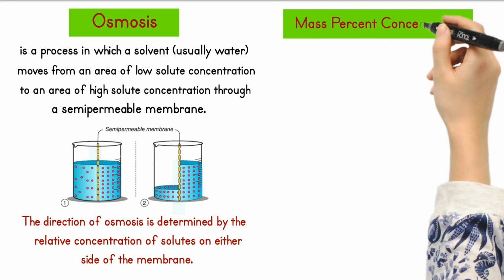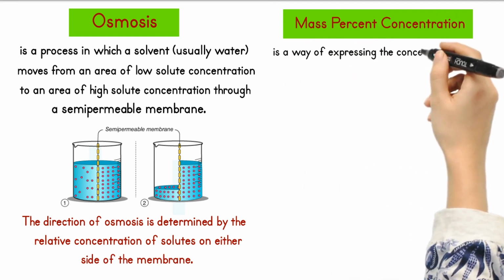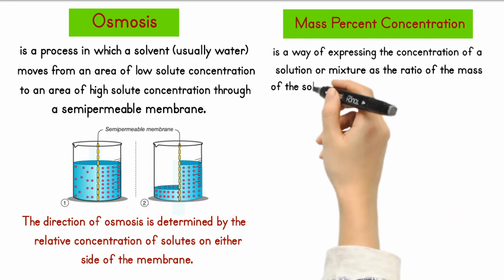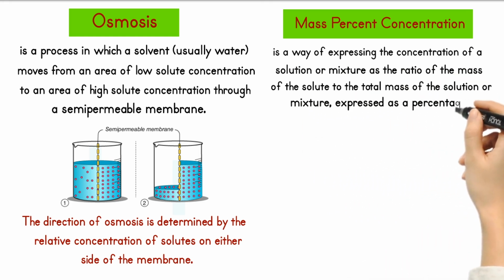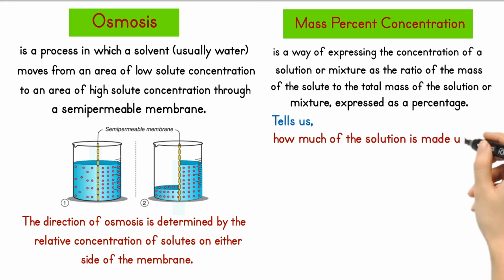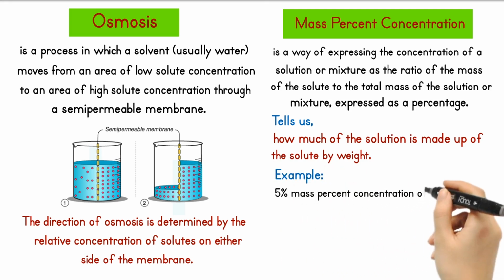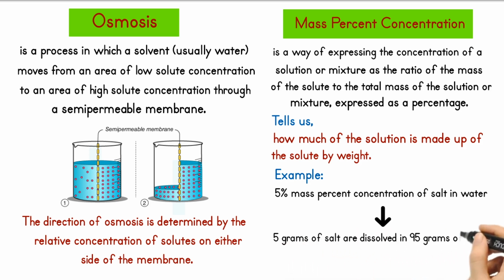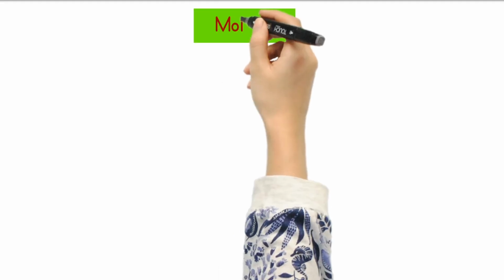Mass percent concentration. Mass percent concentration is a way of expressing the concentration of a solution or mixture as the ratio of the mass of the solute to the total mass of the solution or mixture, expressed as a percentage of 100 grams. It tells us how much of the solution is made up of the solute by weight. For example, a 5% mass percent concentration of salt in water means that 5 grams of salt are dissolved in 95 grams of water.